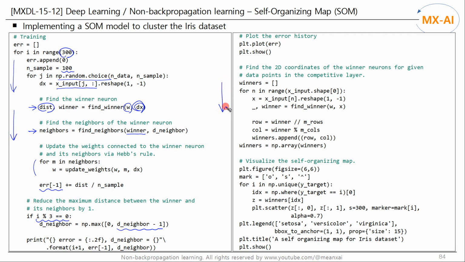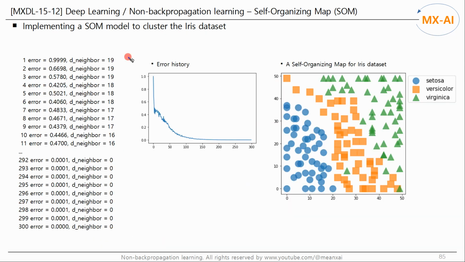Next, we perform the prediction or mapping process. Find the 2D coordinates of the winner neurons for given data points in the competitive layer. These coordinates are the self-organizing map for the Iris dataset. And we visualize this map. The results are as follows. The error decreases gradually during training, as shown in this figure. The self-organizing map for the Iris dataset is as follows.